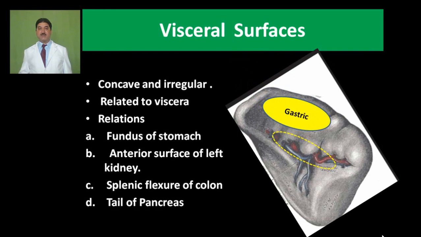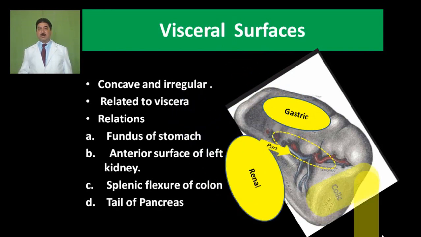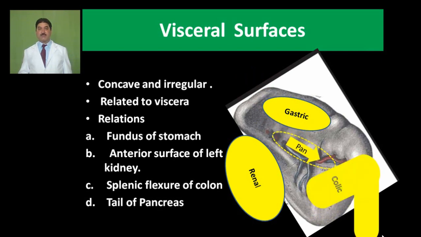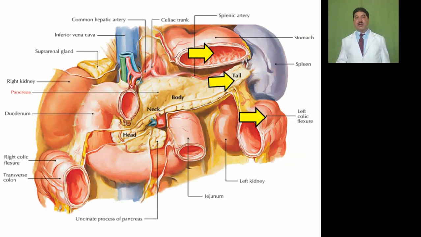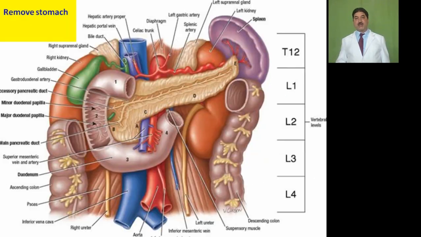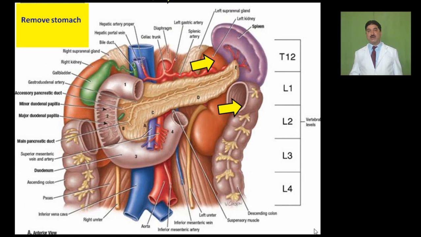So the impressions are gastric impression, renal impression, pancreatic impression, and colic impression as already described. In this diagram, we can see the tail of the pancreas related to the hilum of the spleen, the fundus of the stomach related to the visceral surface of the spleen, and the splenic flexure of the colon related to the anterior border of the spleen. In this diagram, we can see the superior pole of the kidney related to the medial end of the spleen, the splenic flexure of the colon related to the anterior border, and the pancreas related to the hilum of the spleen.